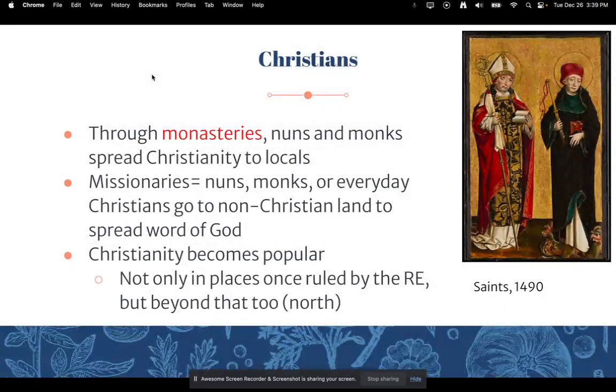Through monasteries, nuns and monks spread Christianity to the locals. A missionary is like a nun or a monk, or even an everyday Christian, who goes to a non-Christian land to spread the word of the Christian God. Christianity becomes very popular, not only in the places that the Roman Empire once ruled, but also beyond that, like to the north in Scandinavia.